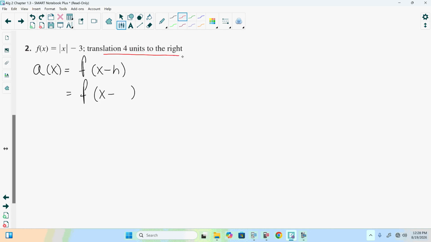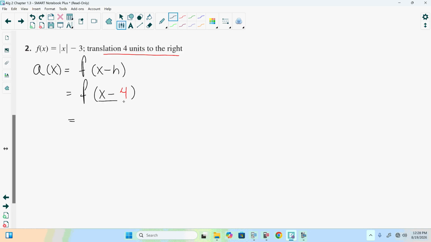So we know the number value is what? 4, yes? H, since we're moving right, is going to be positive 4, so we would plug in positive 4. But by doing that, it makes it look negative, so we get that x minus 4. Questions on this here? Now we just need to plug this back in.